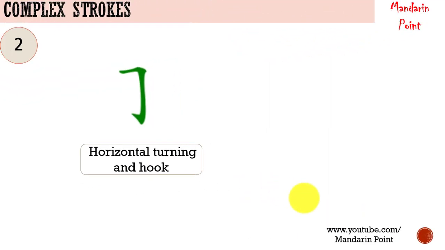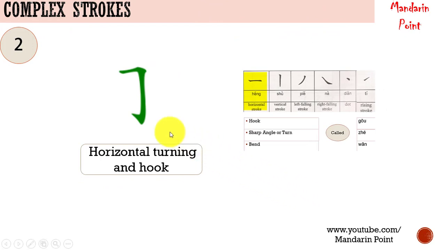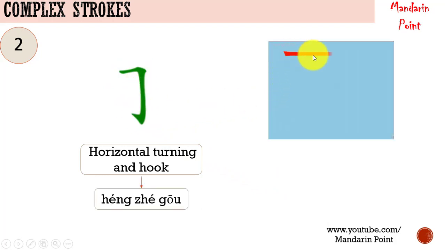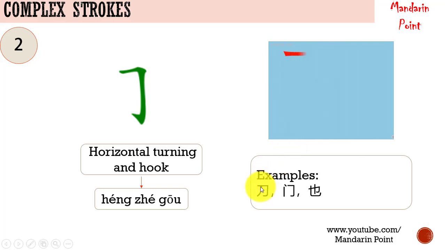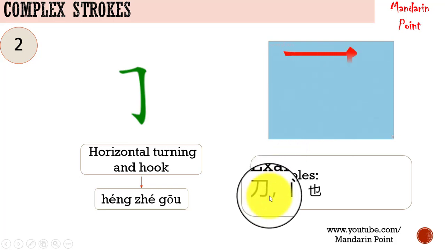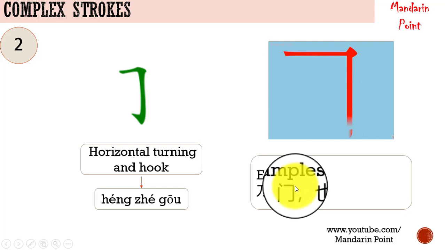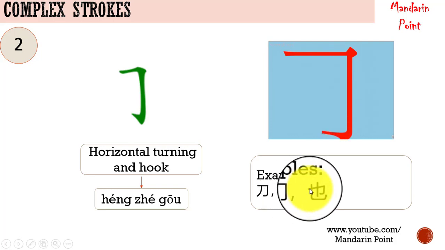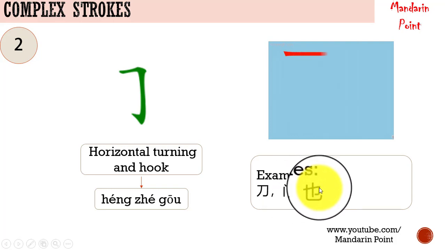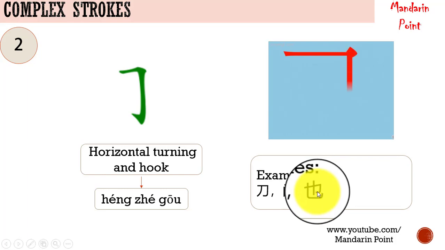Let's move towards next. Here is our second one. Horizontal stroke, right turn, and a hook. Hang zhi guo, hang zhi guo. Okay.